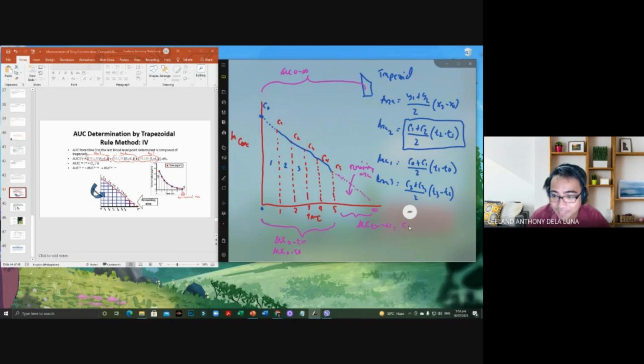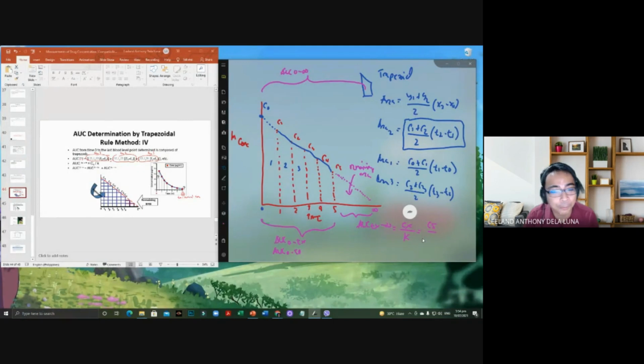All I need is my terminal plasma concentration divided by K, or the rate of elimination. So are we clear? So in this case class, ano ang terminal concentration ko? The terminal concentration is C5. Kasi yun na yung last concentration na meron ako. What's my K? Hindi ko pa alam. Bakit? Wala pa akong kinukompute eh.